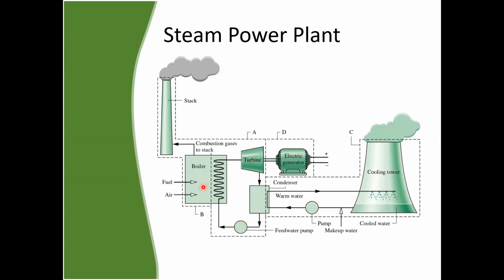Okay. Now it's a cycle because after passing through the condenser, it's pumped back to the boiler and then again to the turbine. So it becomes a cycle. Okay. So that's the basic structure of a steam power plant.